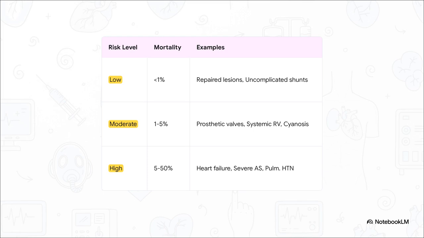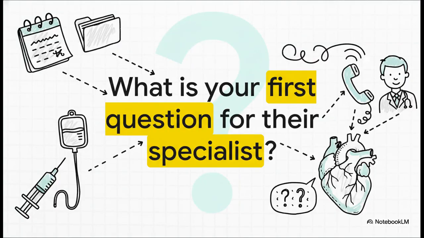The key message is pulmonary hypertension. For a patient with severe pulmonary hypertension or Eisenmenger's, the maternal mortality rate can be as high as 30 to 50%. That's staggering. It just highlights why these patients absolutely need to be managed in a specialist center from before they even get pregnant. So, we'll leave you with this.